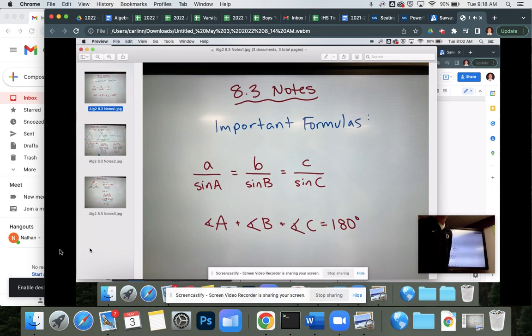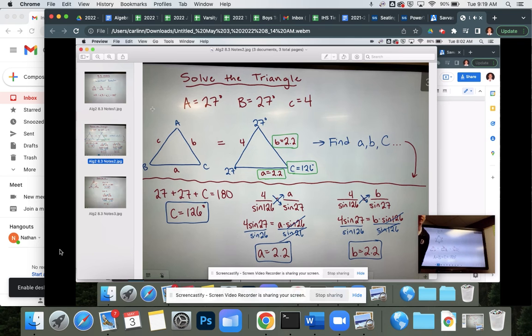180 degrees. Emily, can you shut that door? Thanks. Okay. Are we good for an example?